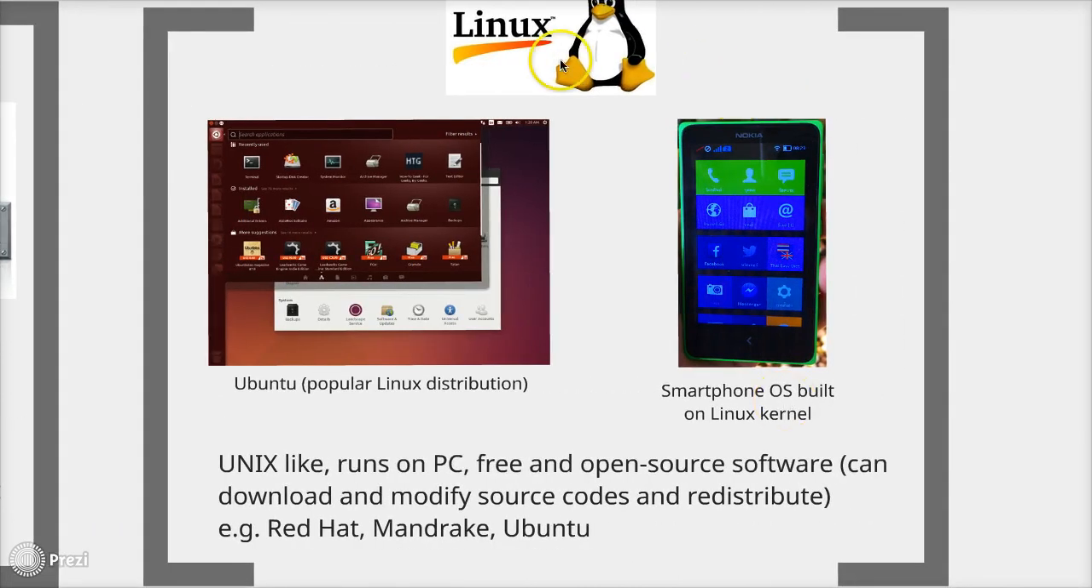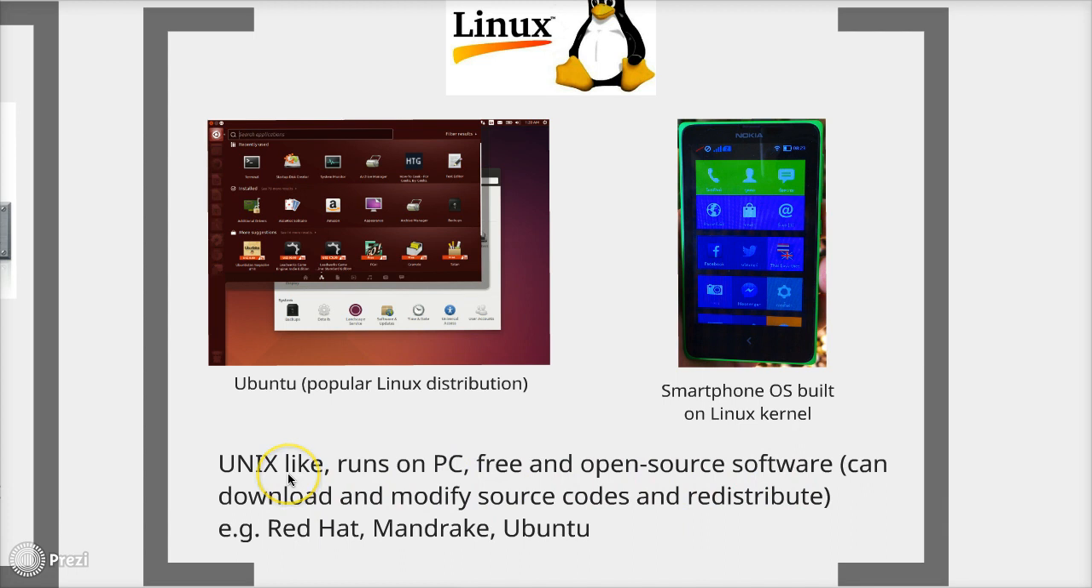And next we have the Linux operating system. So Ubuntu is a very popular Linux distribution, and it is different from Microsoft Windows and macOS because it is a free and so-called open source software. That means the software, even the source code, can be downloaded from the internet, and then you can modify it and then redistribute it again. So we call this an open source software.